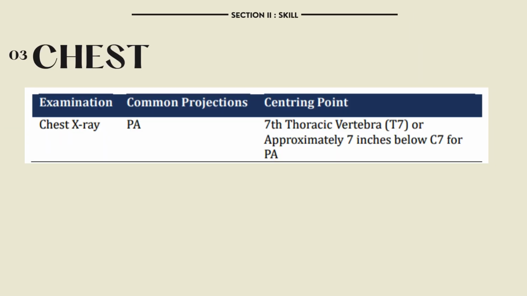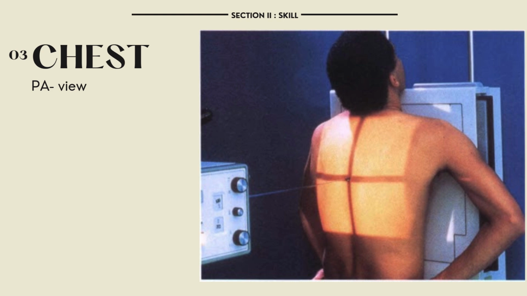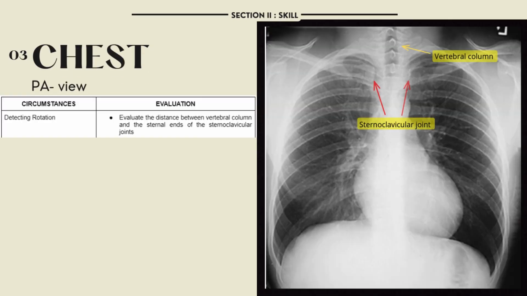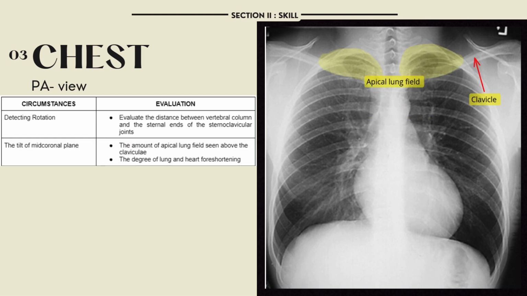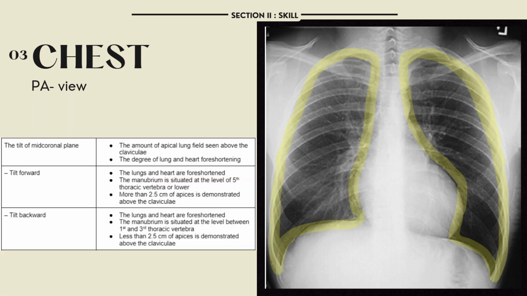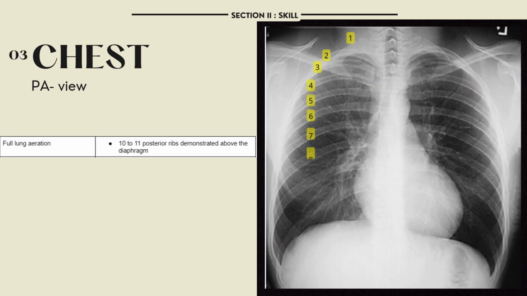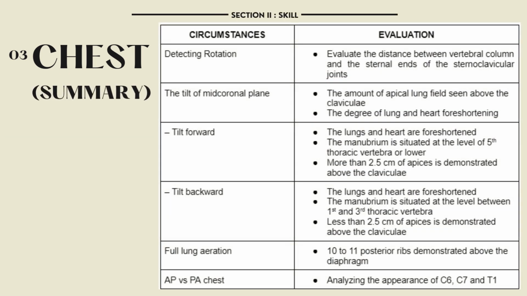Next, chest PA is the most common X-ray examination requested. In detecting rotation of the chest, evaluate the distance between vertebral column and the sternal ends of sternoclavicular joints. Check for the visualization of apical lung field and the degree of lung and heart foreshortening if tilting of mid-coronal plane is suspected. Also, check the location of the manubrium to determine if the patient is tilting forward or backward. Meanwhile, a full lung inspiration will visualize 10 to 11 posterior ribs above the diaphragm.